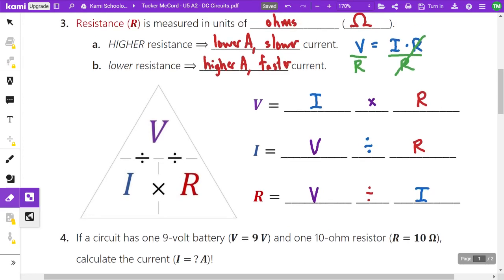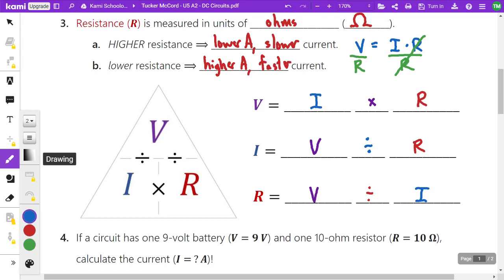Something else I want to mention here too. Sometimes you'll see these equations written like this. So if I clean this up a little bit, V divided by R equals I. Sometimes you'll see it written like that, where there's a bar. That fraction bar is the same thing as dividing with a division sign. And the order of whether it's on the left and what is on the right doesn't change anything either. So whether you have something written with a division sign or whether something is on the left or the right doesn't really matter. You can plug it in either case.